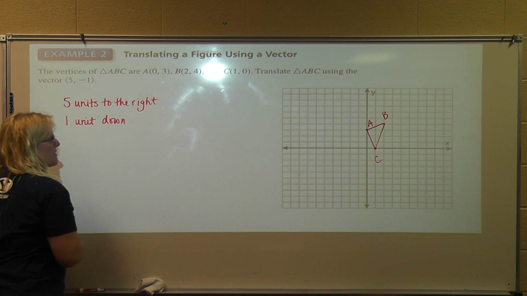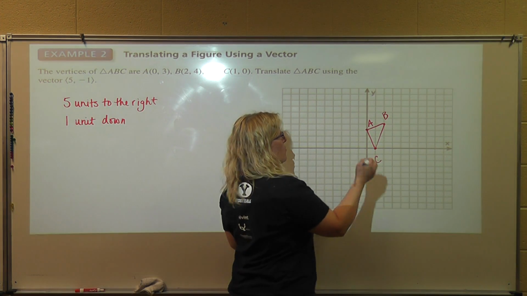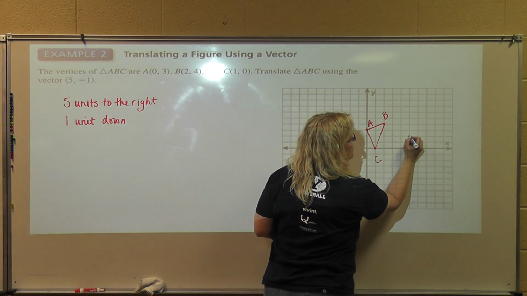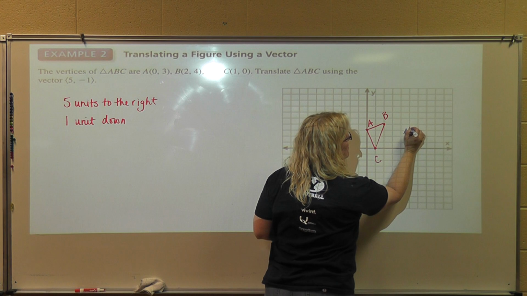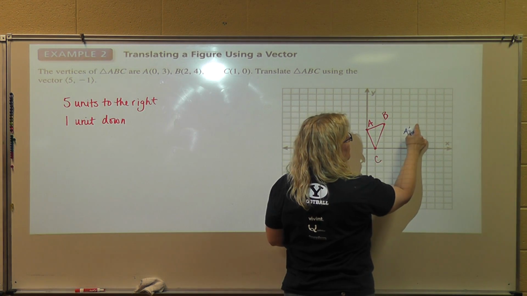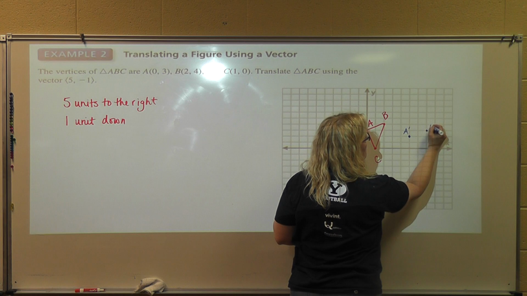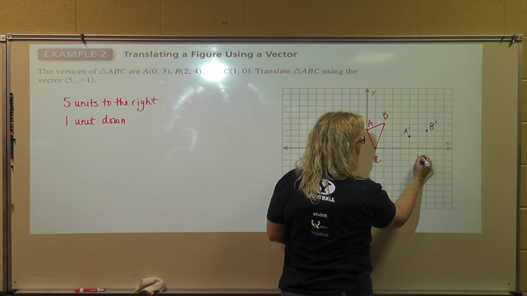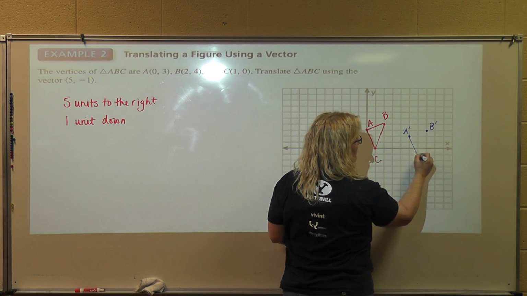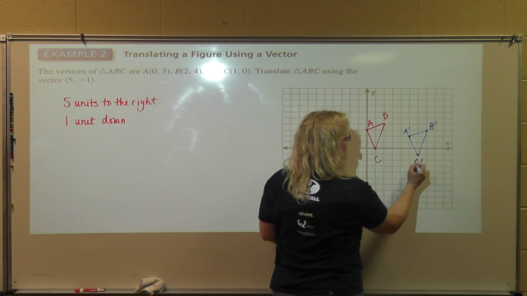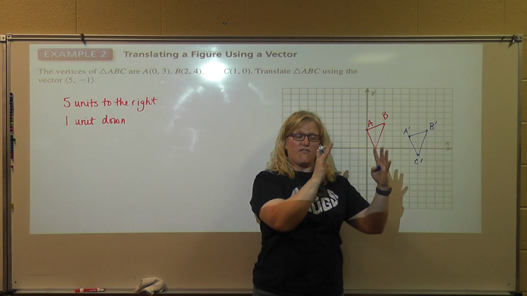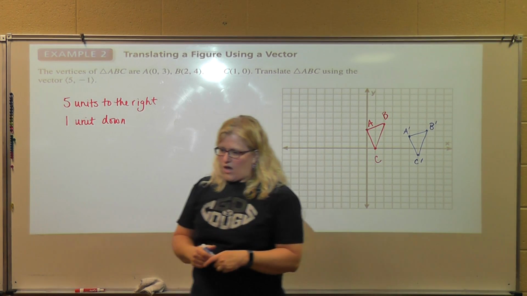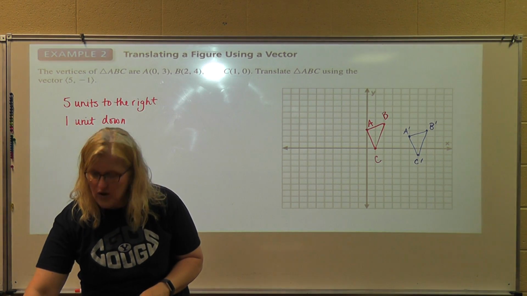So let's do that with each one of our points. Point A: 1, 2, 3, 4, 5, and 1 down. So that is now point A prime. B is 1, 2, 3, 4, 5, and 1 down, so there's B prime. And C prime, 1, 2, 3, 4, 5, 1 down, is right there. So I took that exact shape and I moved it to the right 5 and down 1, just like the vector told me to. Okay, we will move on with more in the next video.